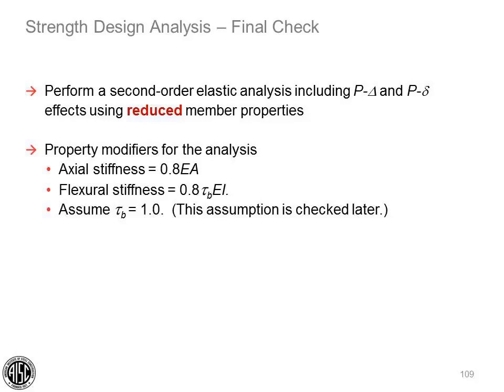Now that we've stiffened the moment frames to get the wind drifts within the desired limits, we need to do a final check on the member designs for strength. So now we reduce the stiffness again in order to perform a second order elastic analysis, including P big delta and P little delta using the reduced member properties. For the axial stiffness, we use 0.8 EA. For the flexural stiffness, 0.8 tau B EI. We'll start by assuming tau B equals 1, then we'll check that assumption later.